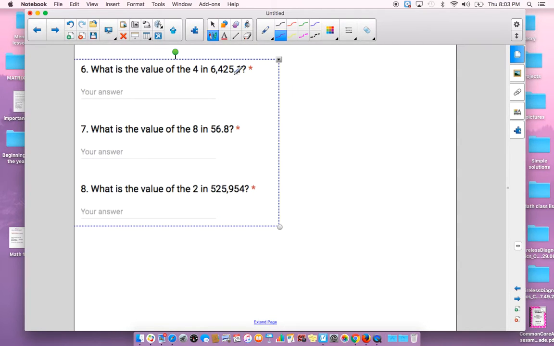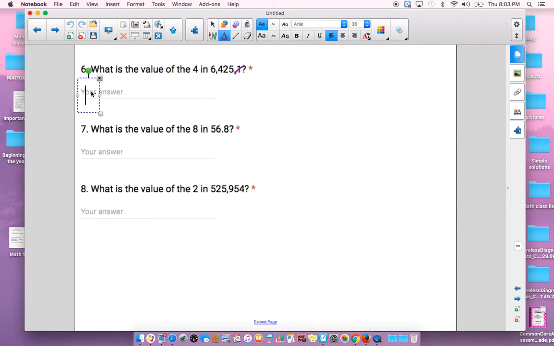I'm looking, here's my decimal. We're not going to look at that. This is my 1, my tens, and then my hundreds. So my value would be 400. That would be my value. The 4 is in the hundreds, but you want to give the value of it, so it would be 400.